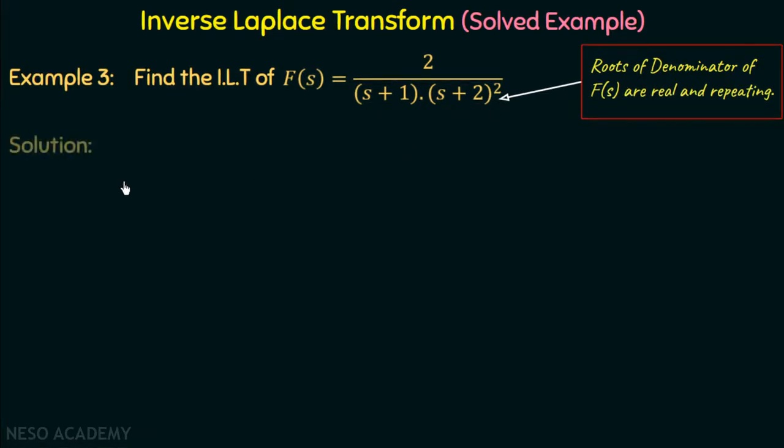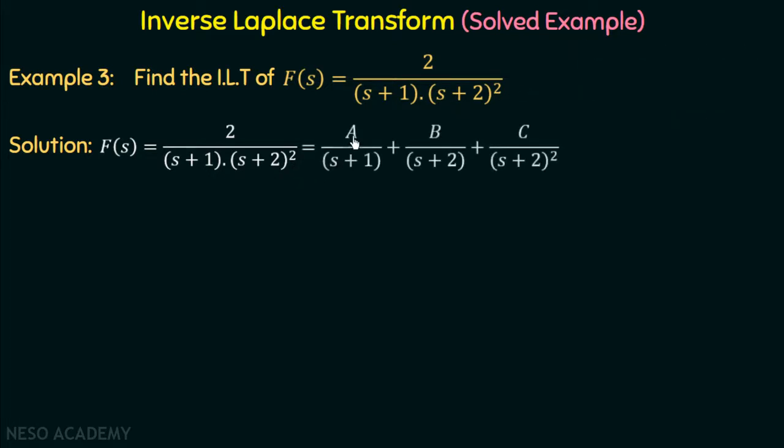So moving on to the solution, we are given F(s) equal to 2 over (s plus 1) multiplied with (s plus 2) whole squared, and by partial fractions it can be written as A over (s plus 1) plus B over (s plus 2) plus C over (s plus 2) whole squared. Now we can observe that we have three different fractions due to the presence of real and repeating roots. And now we need to find out the values of A, B and C. Let us find out the value of A in step number 1.